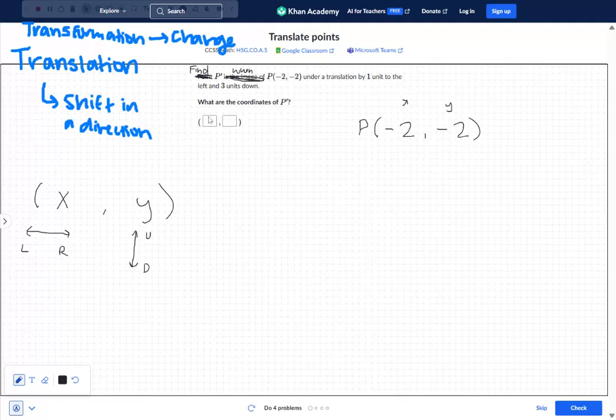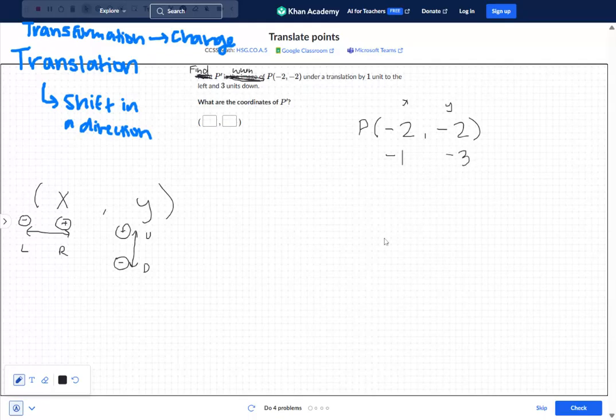So they're telling us we're going 1 unit to the left. So thinking on for an X, that's the negative direction for X, right? Negative direction for X is going to the left. So 1 unit to the left means we're subtracting 1 from this point. And then 3 units down, that's the negative direction for Y going down. So we're also going to be subtracting 3 units from our Y value.